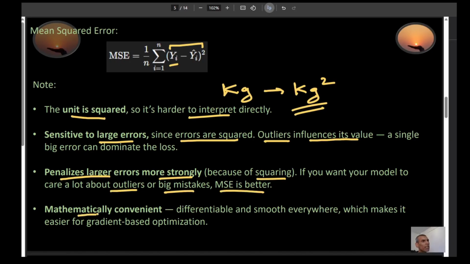Also, MSE tends to be mathematically more convenient, because you can differentiate it, and it tends to be smooth everywhere. That's why it is used.